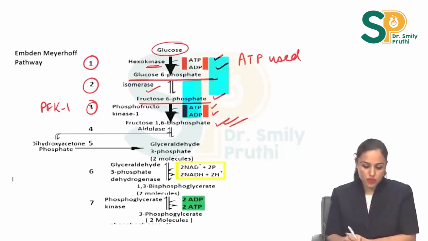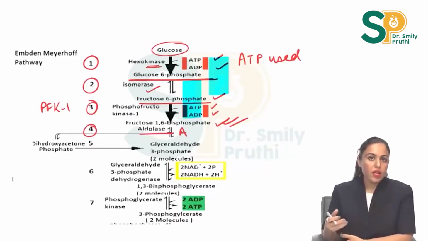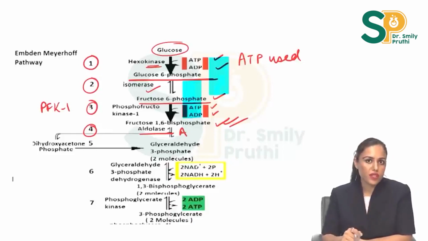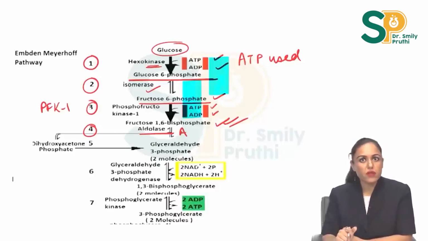Now let's see the fourth step. The fourth step is done by the enzyme aldolase A. Write down A here, aldolase A. Where is aldolase B? Aldolase B will be doing later in fructose metabolism, right? Aldolase A is in glycolysis. The substrate for aldolase A is fructose 1,6-bisphosphate, whereas the substrate for aldolase B is fructose 1-phosphate, right?